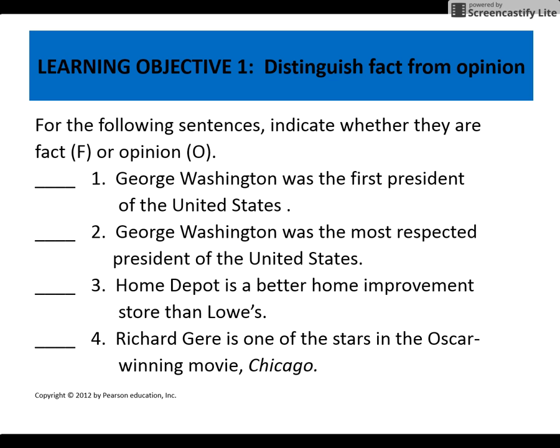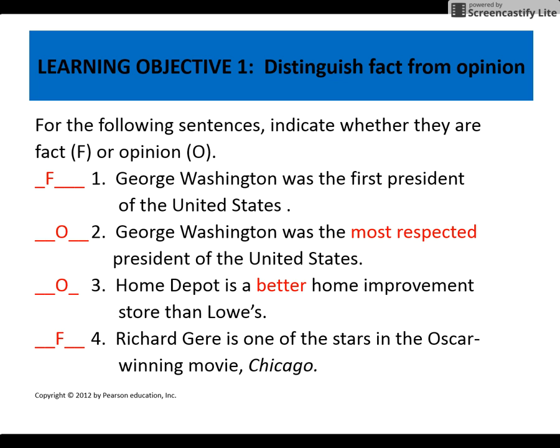Now let's look at these choices. Think about which one indicates a factual statement, and which sentence or sentences state an opinion. Stop the video to look at the sentences, and that will help you in identifying the fact versus opinion.